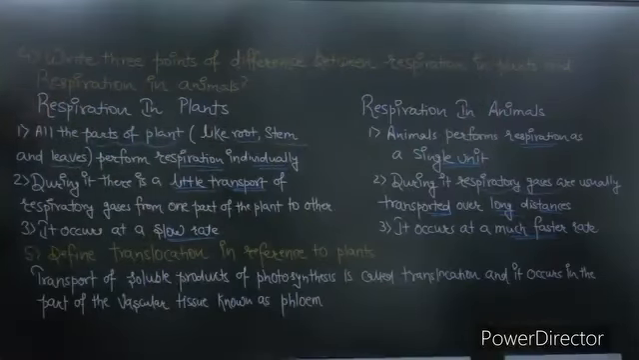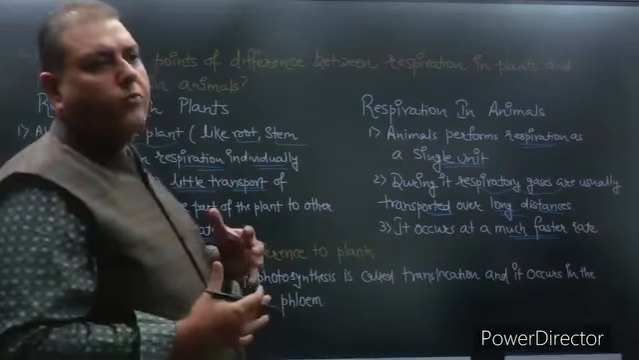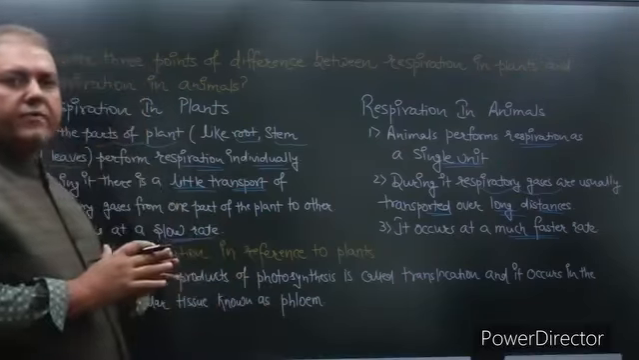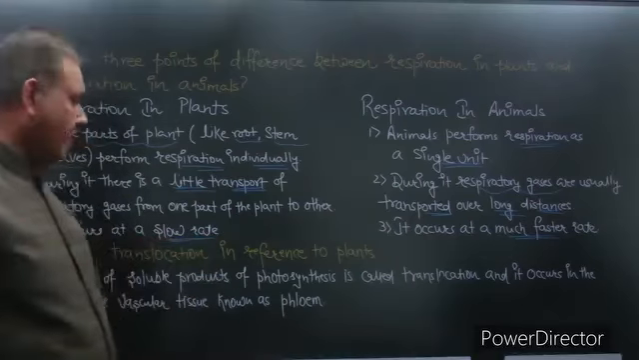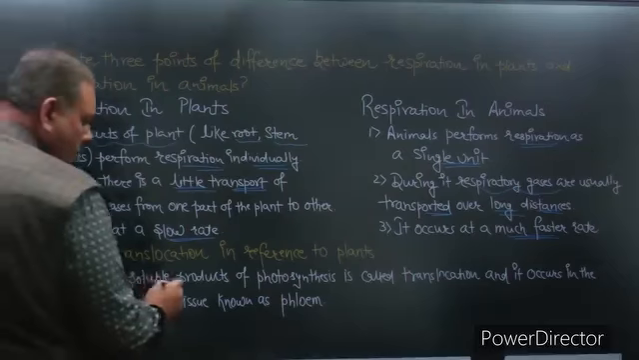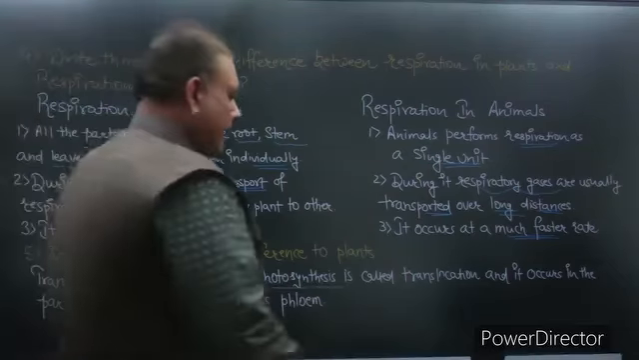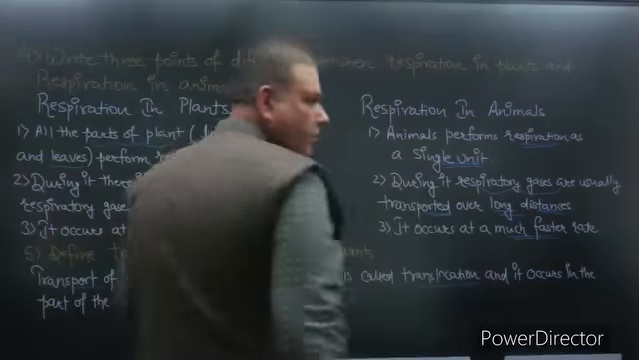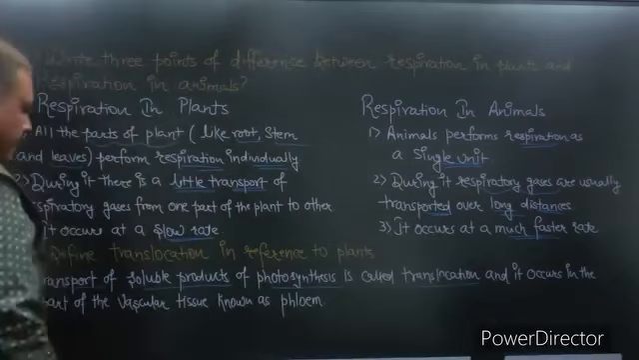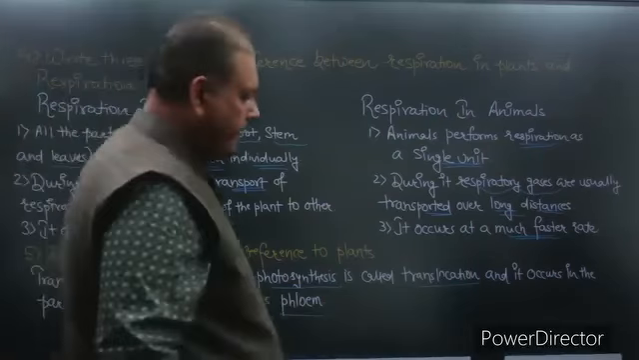Define translocation in reference to plants. फोटोसिंथेसिस में जो फूड फॉर्म हो रहा है उसको प्लांट्स के डिफरेंट पार्ट्स तक ट्रांसपोर्ट करना, दैट इज ट्रांसलोकेशन. सो ट्रांसपोर्ट ऑफ द soluble products of photosynthesis is called translocation, and it occurs with the help of a specialized vascular tissue which is named as phloem.